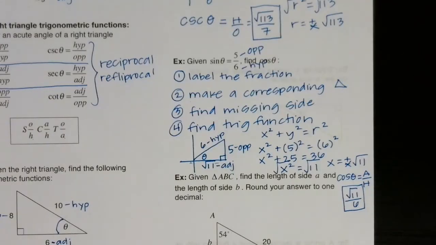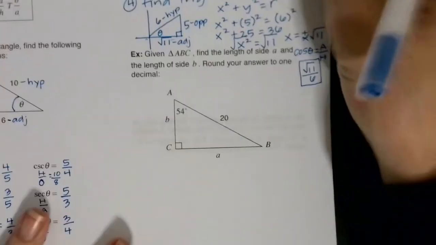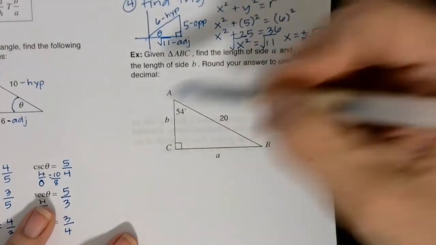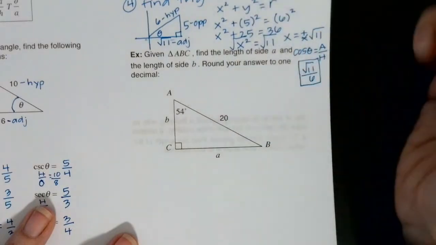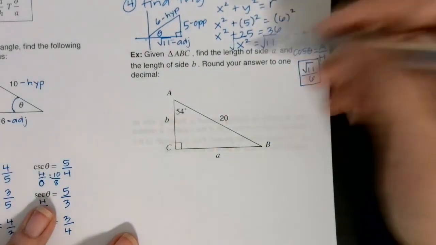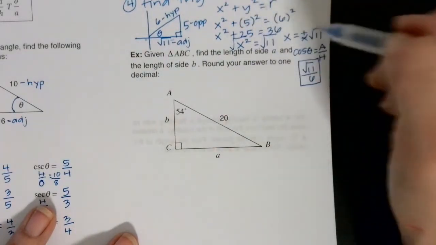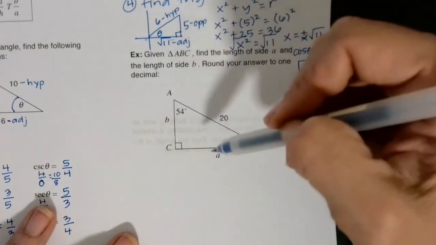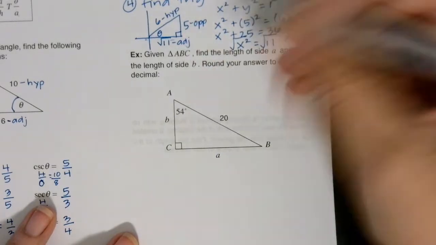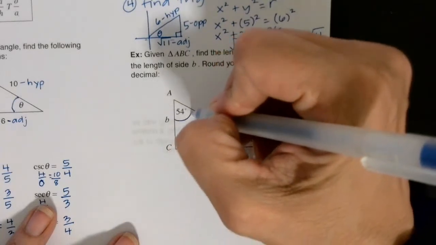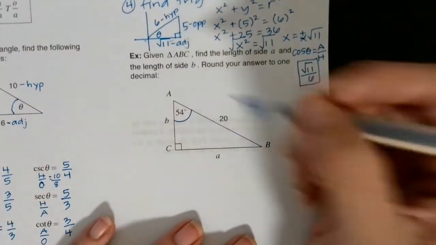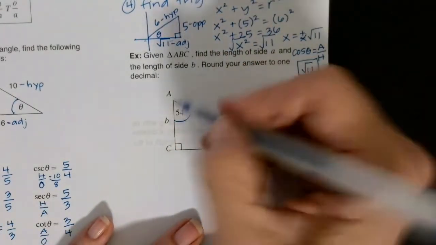Alrighty, now they give us a triangle. It's triangle ABC, and just a friendly reminder, angles are capital letters, sides are usually notated in lowercase letters. Find the length of side A and the length of side B. So we're okay. We need to find the length of side A. So what we're going to do, this one's a little different.